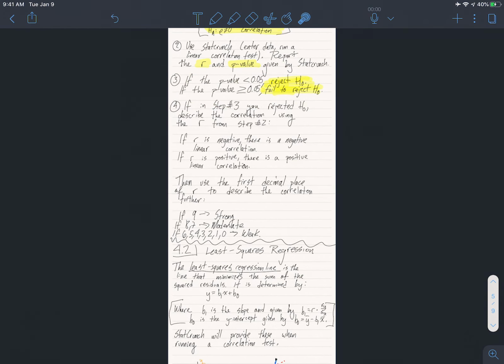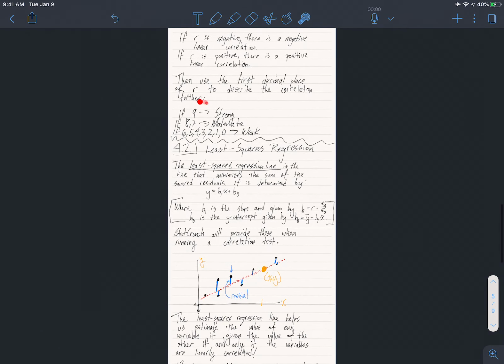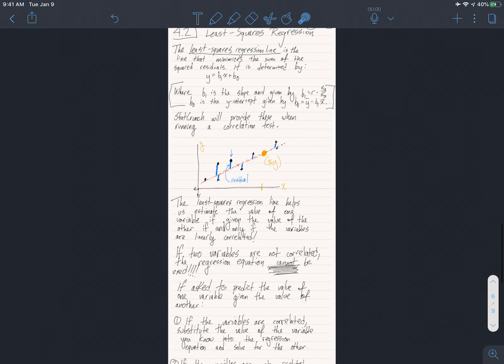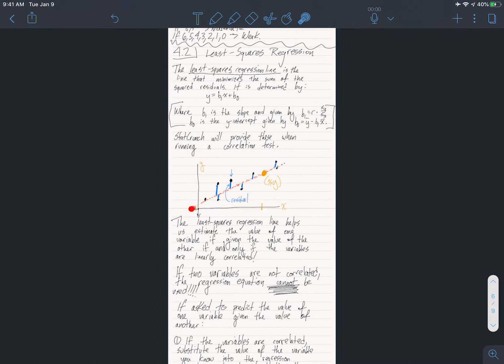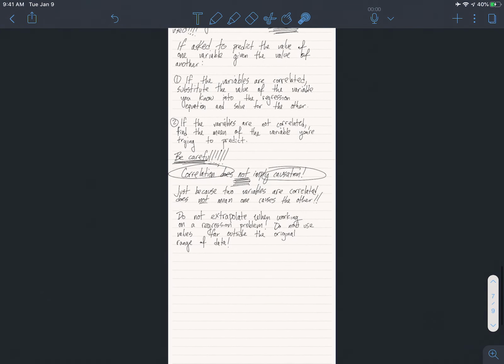If your p-value is small, we reject. That means they are correlated. So if your p-value is small and they are correlated, you can go on to describe it as either a positive or negative linear correlation. Then you can also say if it's strong, moderate, or weak. And not only that, you can use this regression line that StatCrunch will also provide for you to help predict the value of one variable if given the other.